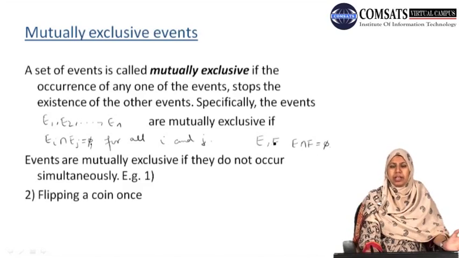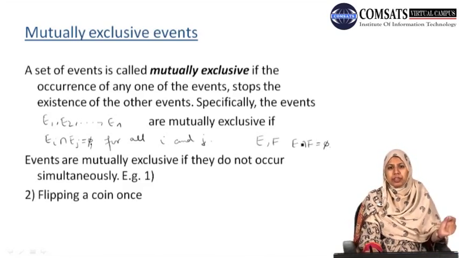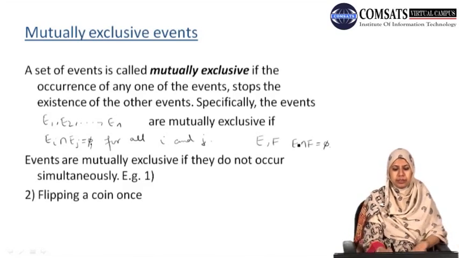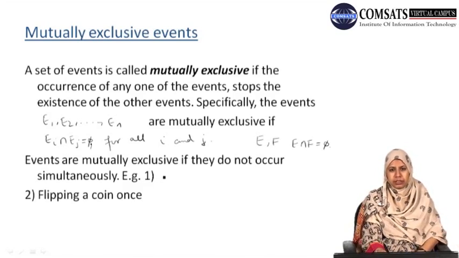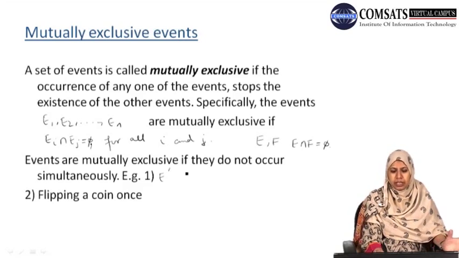That is, the events E and F are mutually exclusive if they do not occur simultaneously, that is, both of them cannot occur at the same time, which means that their intersection will be a null set. For example, an event and its complement are mutually exclusive. That is, the complement E dash of an event and the event itself are mutually exclusive, which means that either the event will occur or its complement will occur. They cannot occur at the same time.